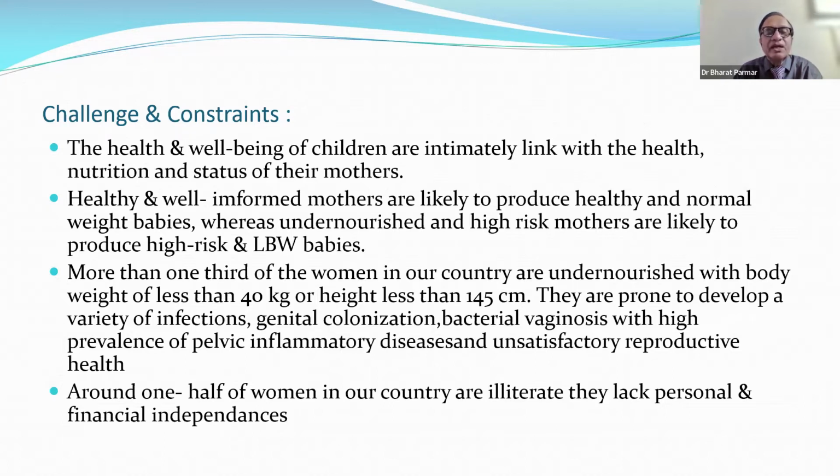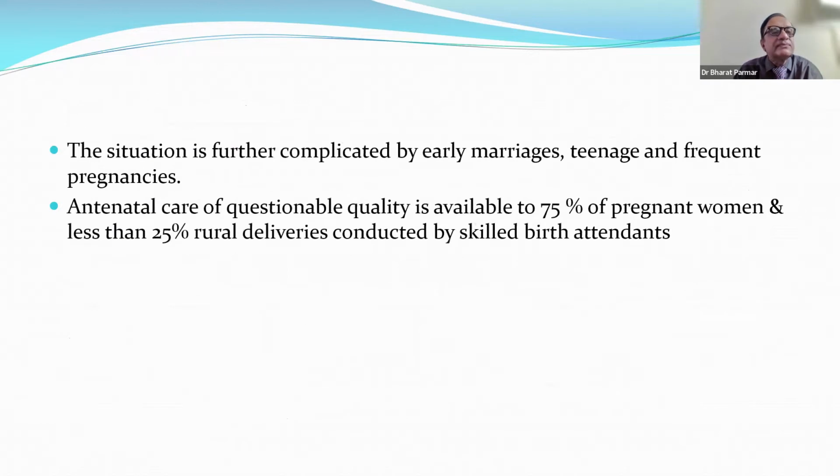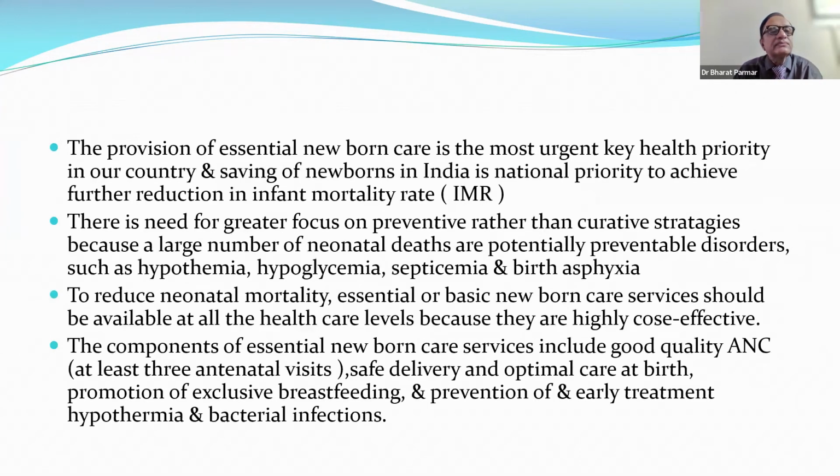Around one half of the women in our country are illiterate and they lack personal and financial independence. The situation is further complicated by early marriage, teenage, and frequent pregnancy. Antenatal care of questionable quality is available to 75% of pregnant women, and less than 25% of rural deliveries are conducted by a skilled birth attendant. The provision of essential newborn care is the most urgent key health priority in our country, and saving the newborn in India is a national priority to achieve further reduction in infant mortality rate. There is a need for a greater focus on a preventive rather than curative strategy.